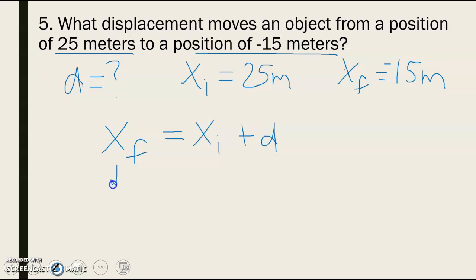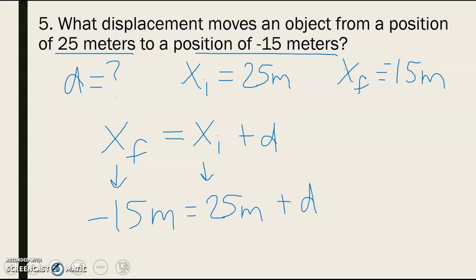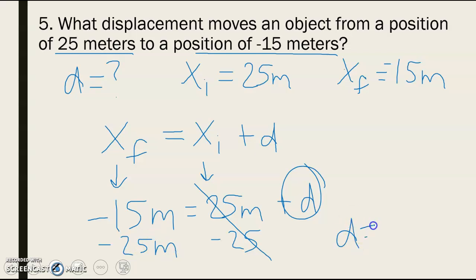Our final position was negative 15 meters. Our initial position was 25 meters, and then plus displacement. So we need to solve for D. In order to do that, we need to get D on a side by itself. Right now we have a positive 25, so we need to subtract so that it cancels out. And what we do on that side, we definitely have to do to the other side. So our displacement should be negative 15 minus 25, which would give us a negative 40 meters.